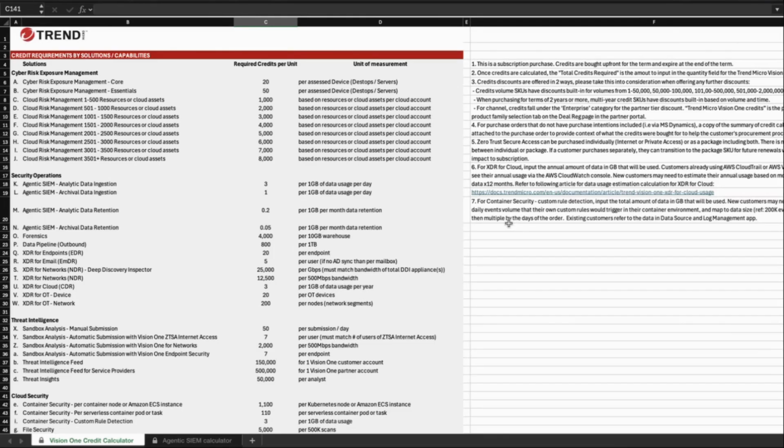I am the platform strategist here at Trend Micro, and I am going to walk you through how to use the credit calculator. Credits are a very important part of Vision One for us and our customers. It is the currency by which they deploy their products. I say currency for a couple of reasons. One is looking from an MSRP value. One credit equals about $1.